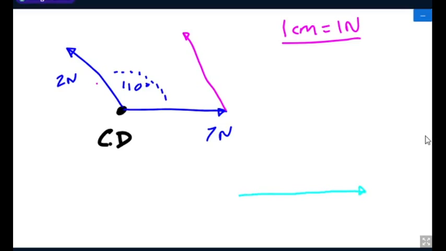How long would it be? Well, it's going to be 7 centimeters, in a straight line. Graph paper's handy because it can be straight. And then I would add on the 2 to the end of it. Now I would measure.